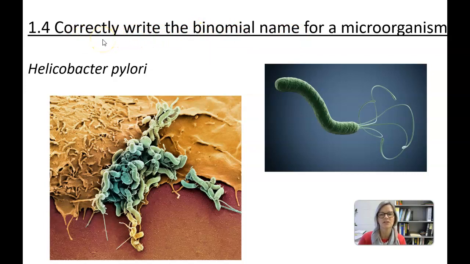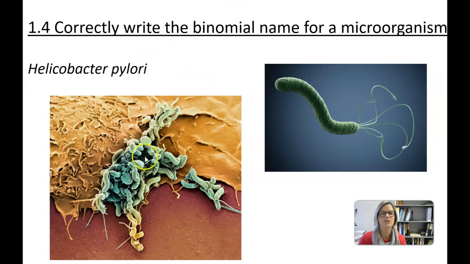So the next learning outcome is correctly write the binomial name for microorganisms. Most microorganisms don't have common names because we don't talk about them in ways where we're just pointing them out. There's an oak tree. And so we generally use these scientific names, the binomial name.